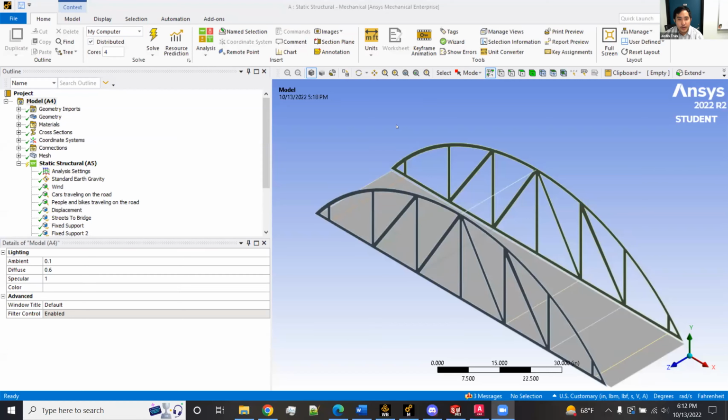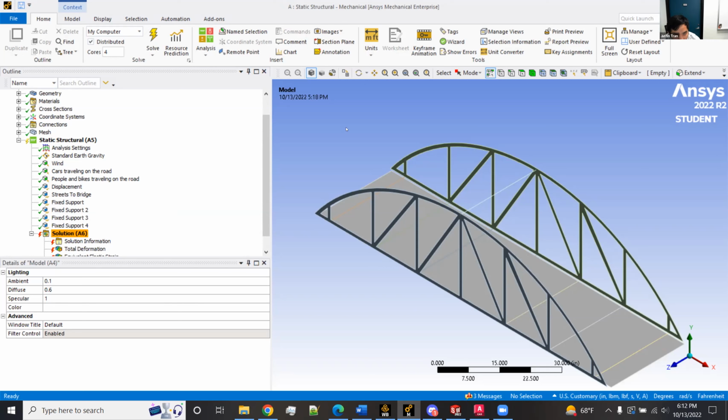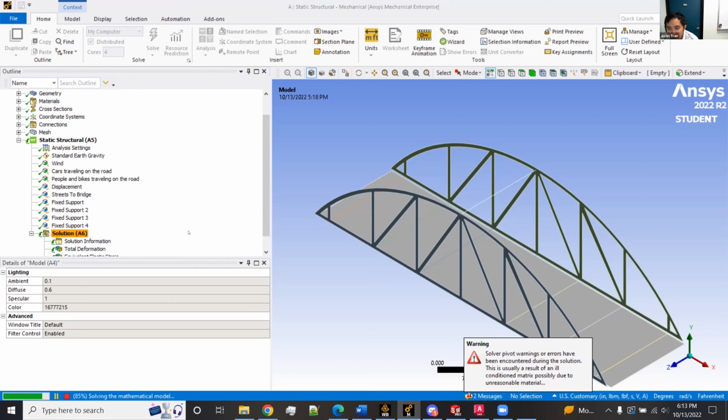All right, so you were getting an issue with the pivot warning, right? Yeah, like you said to add a bunch of fixed supports, so I just have 4 extra supports. Yep. And every time I run it, I still run into the same issue. Okay. Can I see your connections?